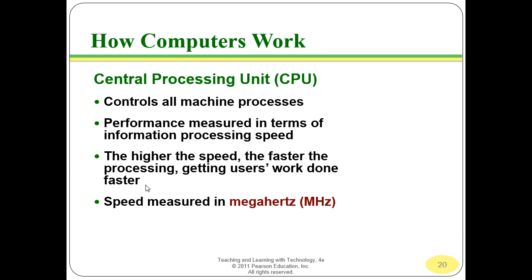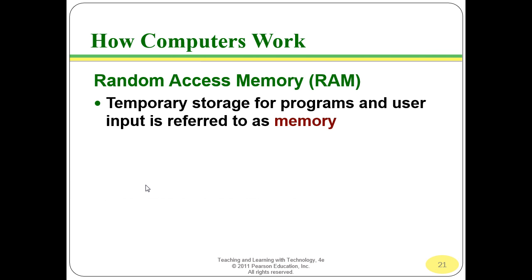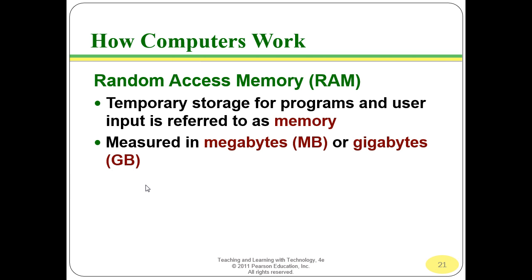And your speed is measured in megahertz, or millions of hertz or cycles. Hertz refers to the cycles of electricity, and so megahertz would be millions of cycles per second. Random access memory, or RAM, temporarily stores programs and user input, and that's referred to as memory. It's just a place for us to put that information to process it. And it's measured either in megabytes or gigabytes. Megabytes is millions of bytes. Gigabytes is billions, with a capital B.